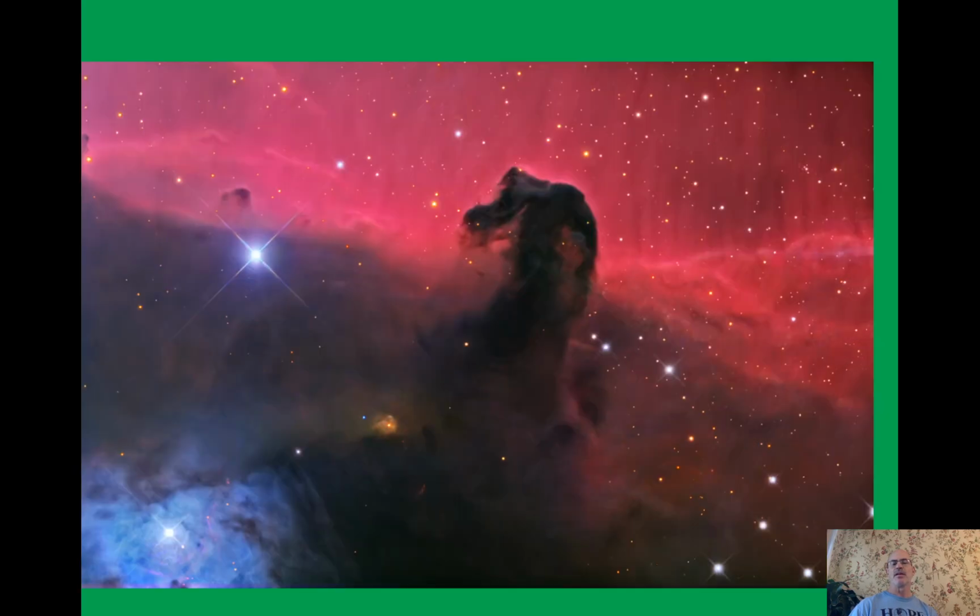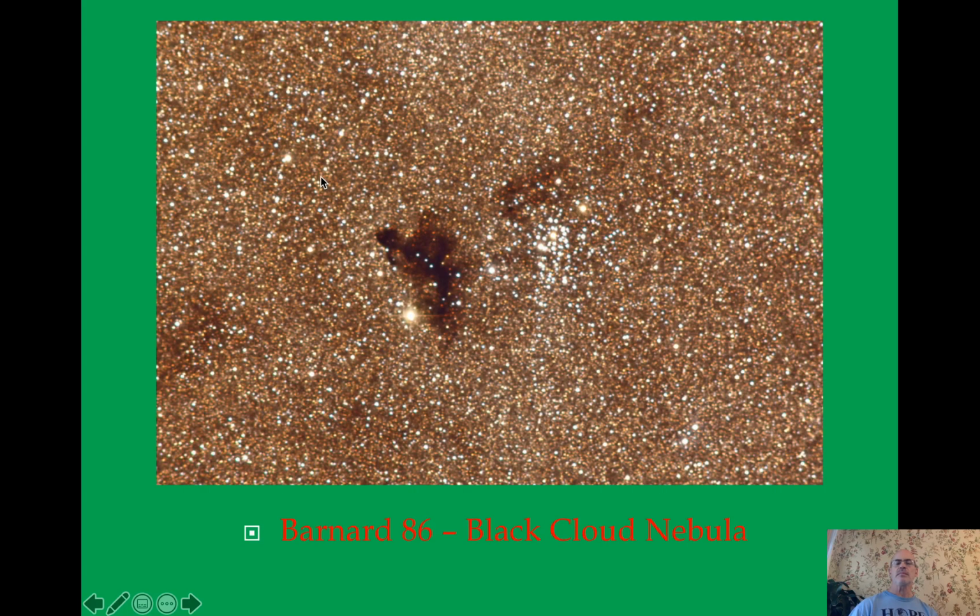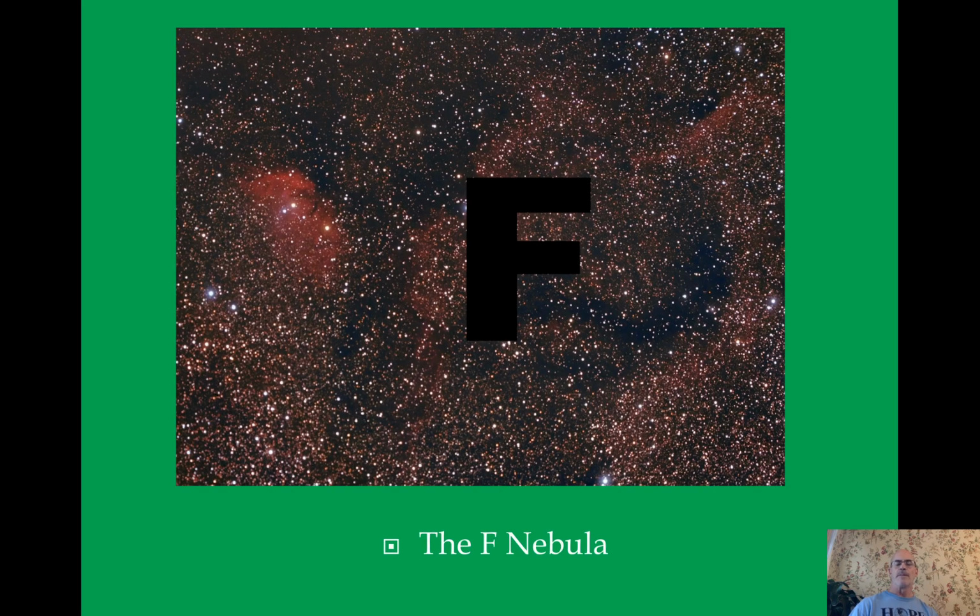This is a close-up of that picture. This is called the Elephant's Trunk Nebula. I don't know if you can see the ears of the elephant, and that's his trunk. This is called Barnard 86, the Black Cloud Nebula. This is a nebula that was discovered recently called the F Nebula. It actually looks very similar to the letter F.